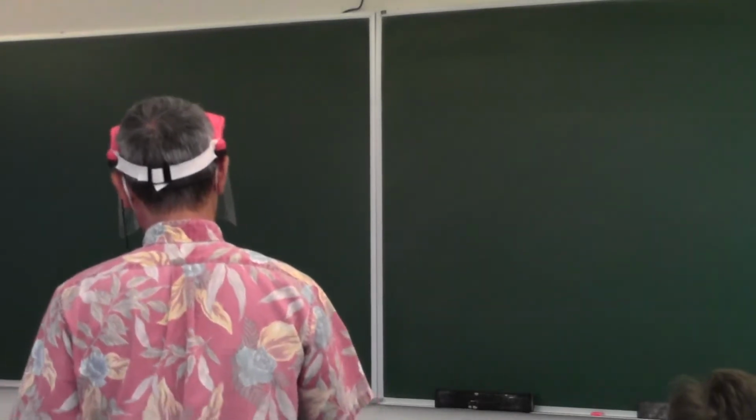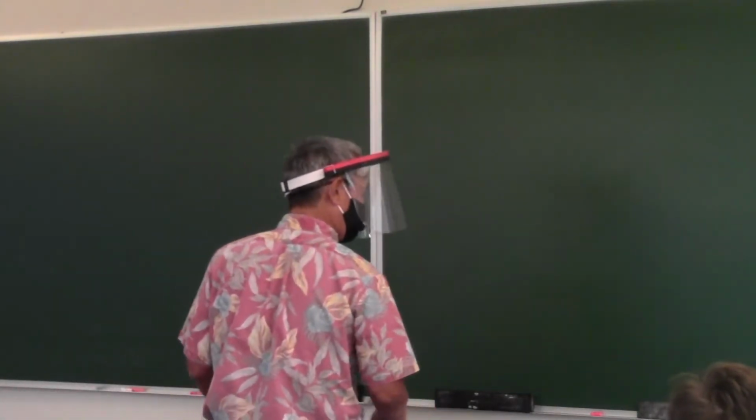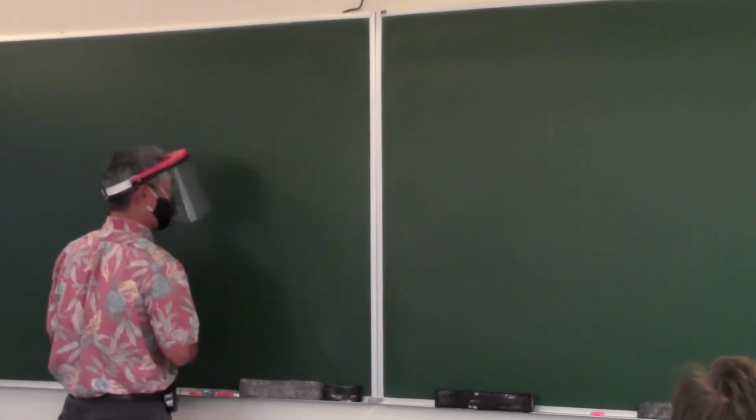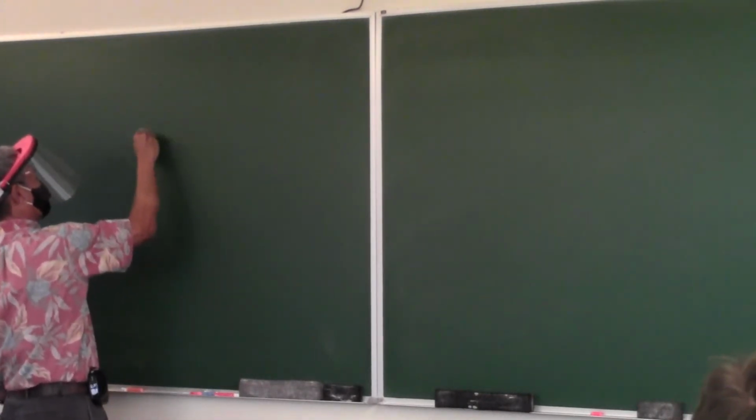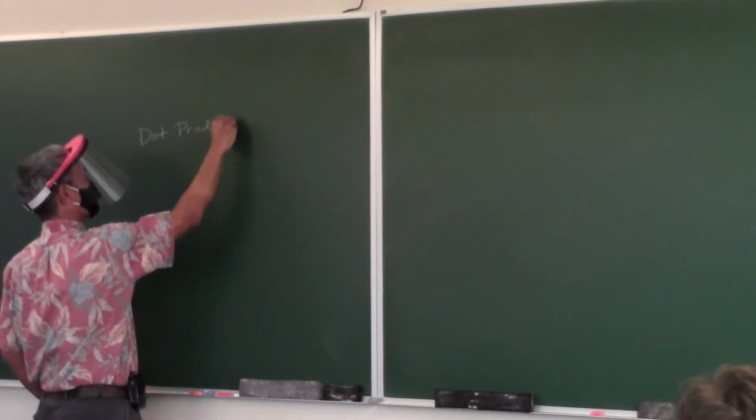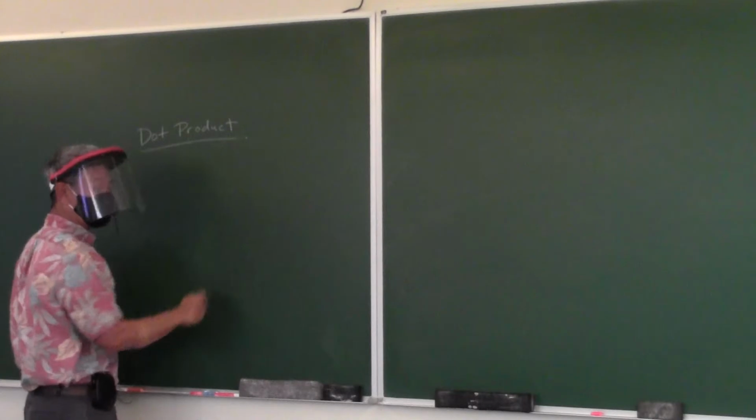Alright, so remember I was telling you that there's two kinds of vector multiplication. Today we're going to learn the first one. It's called the dot product. And for those of you in physics, this is work. This is how you compute work.